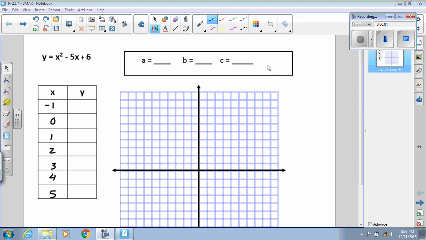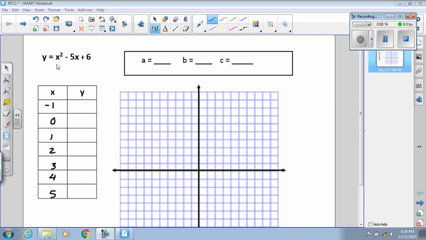Okay, now we will be looking at graphing second degree functions, quadratic functions. And first off, let's identify our a, b, and c values, which are basically the coefficient of my second degree variable, coefficient of my first degree variable, and my constant.